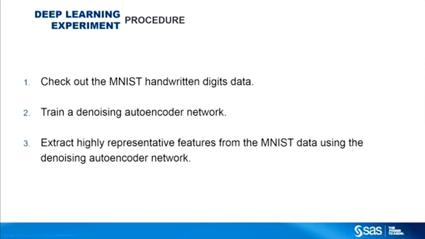Then we're going to train a denoising autoencoder network. It's a special kind of neural network, and we're going to use it to do semi-supervised learning. So we're going to use it to do feature extraction. I personally just think there's more interesting material from the semi-supervised side than from the supervised side. And you can always take what we're going to learn today and use it to do prediction later.